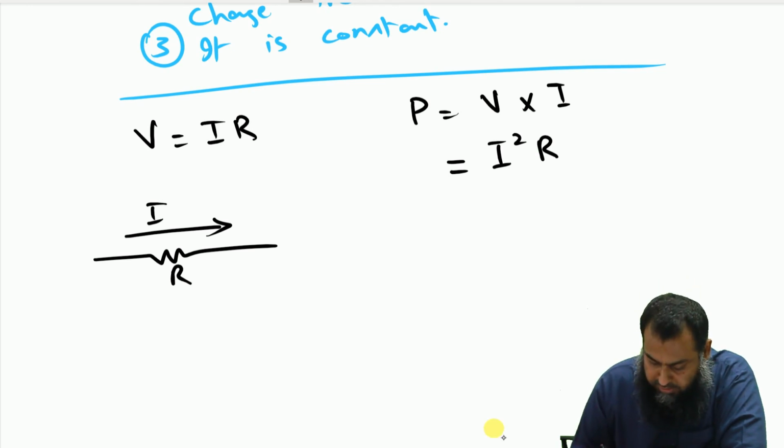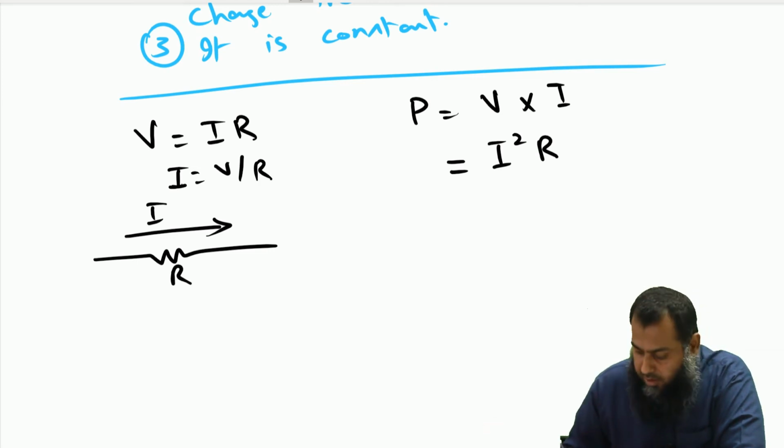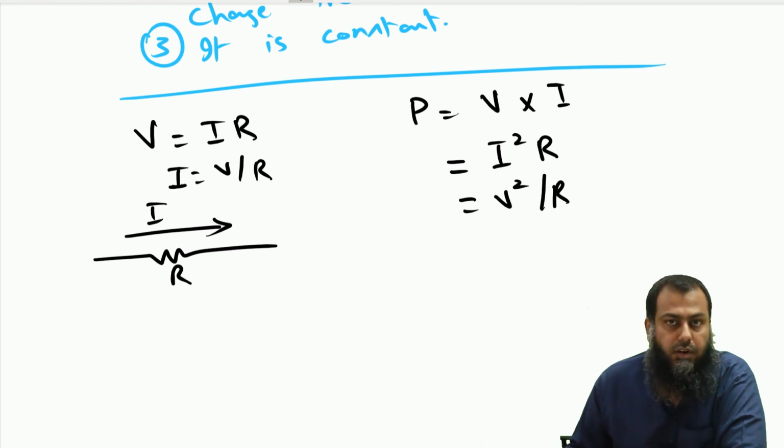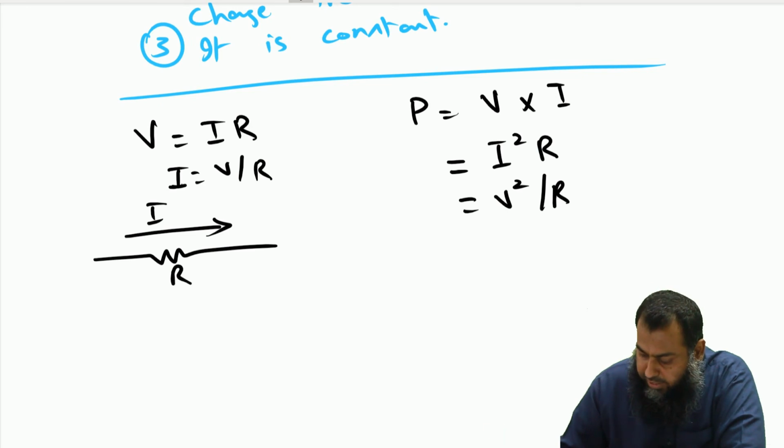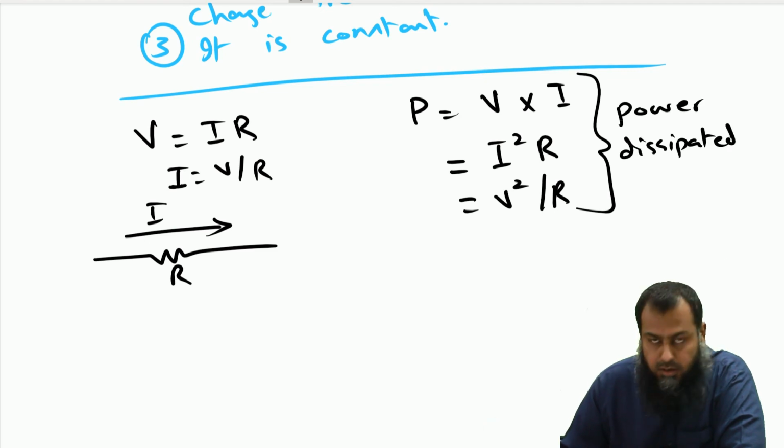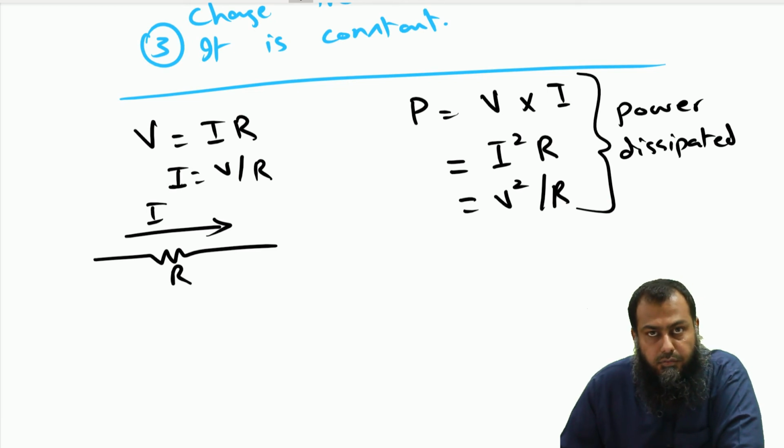Similarly, I is equal to V over R, and if I substitute this value of I into the power expression, I get power is equal to V square over R. All of these three expressions give us the value of the power which is dissipated across a particular resistance. Now, an important point is why we need to specify the power dissipation across a particular resistance.